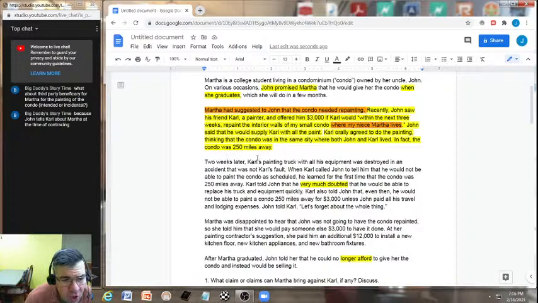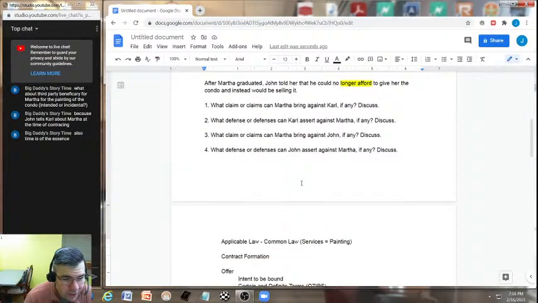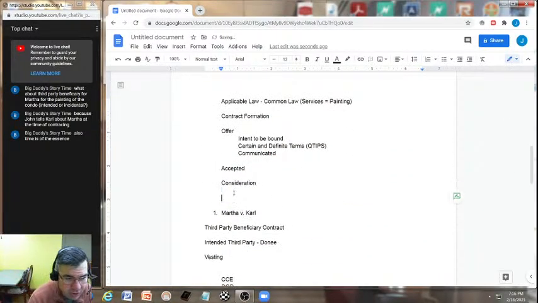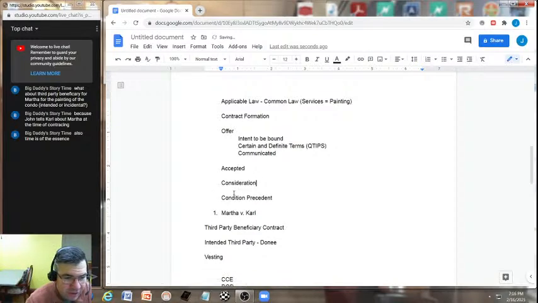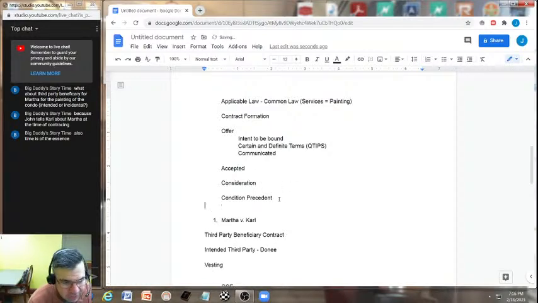Now, 2 weeks later, Carl's painting truck with all of its equipment. Also, time is of the essence. Very good. We want to point that out here as well, that we're dealing with a condition precedent. Remember here, we're dealing with consideration, we're also dealing with the aspect down here that would have been for a gift. Okay, condition precedent, time is of the essence, exactly.